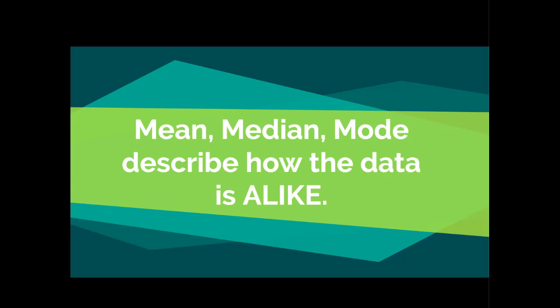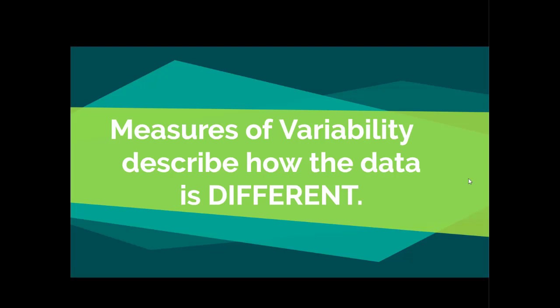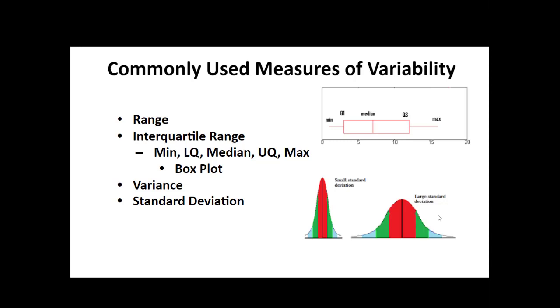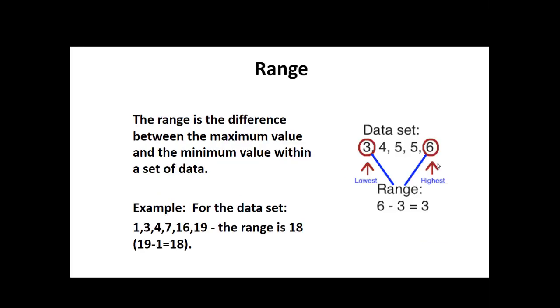First, we learned how measures of central tendency, like mean, median, and mode, describe how the data is alike. In the opposite way, measures of variability describe how the data is different. There are several commonly used measures of variability. We've already discussed a couple: range and interquartile range. Range is just the difference between the maximum value and the minimum value within the set of data.